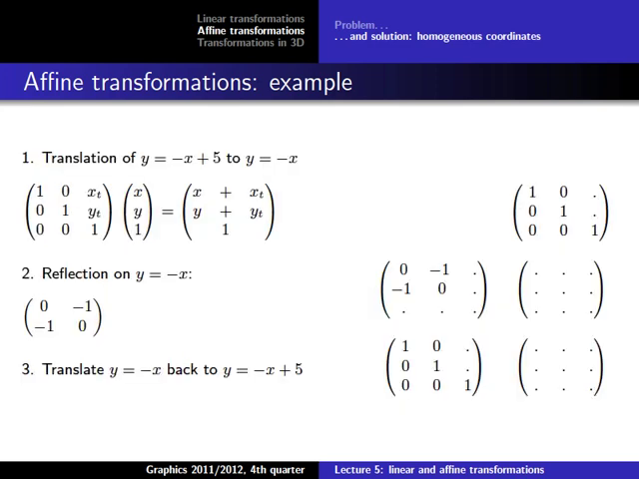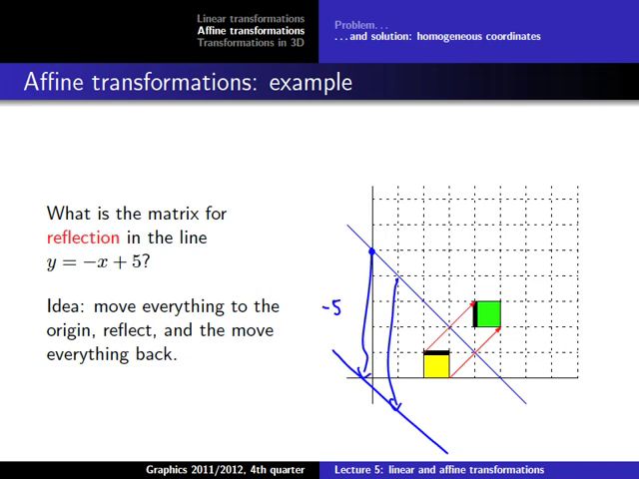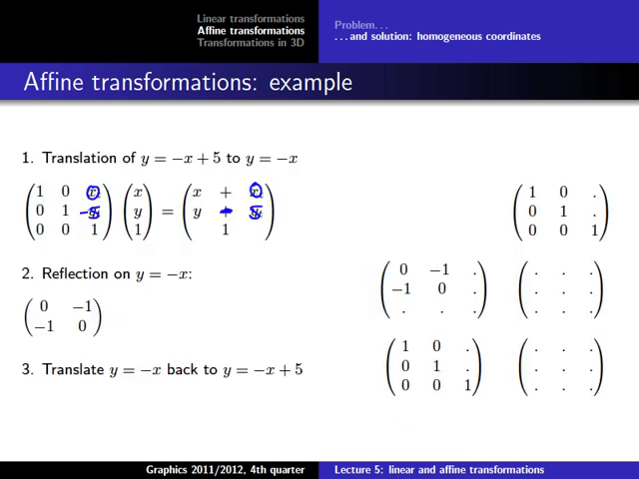So the matrix for this would be: the 0 value stays unchanged and the y value is minus 5. So if we add this here, we get 0x, x plus 0, and we get y minus 5. So that would be exactly the matrix that does this transformation for us. So we get the first matrix 0 minus 5 here, and then we do the reflection on this translated line.